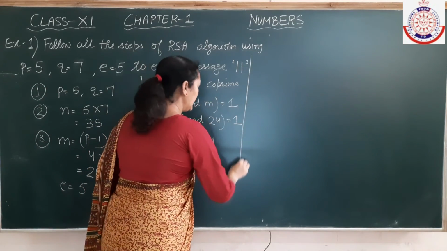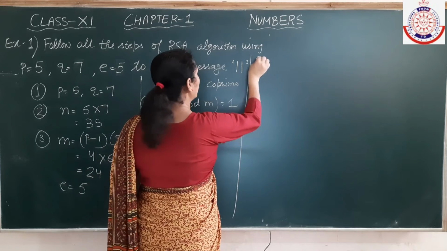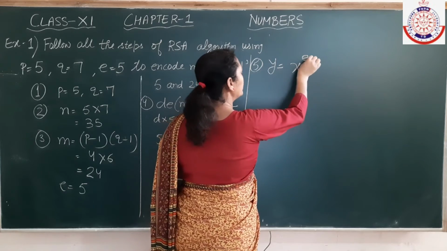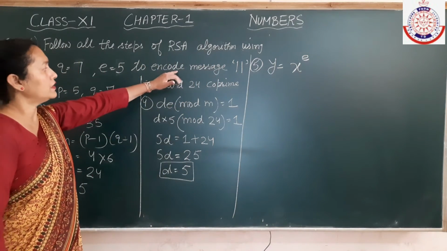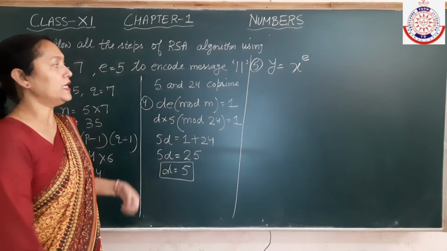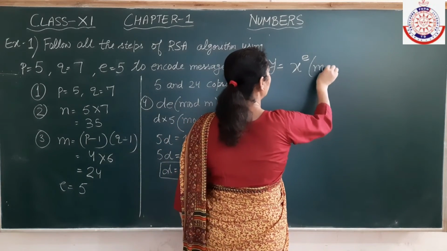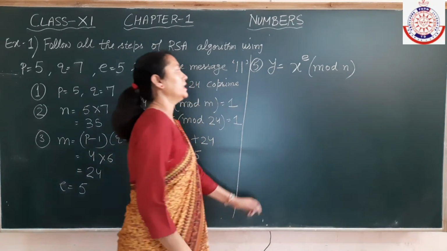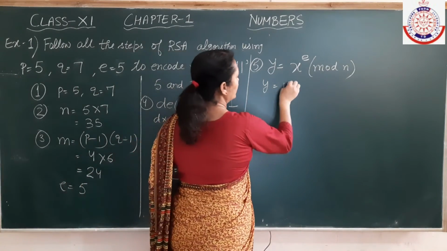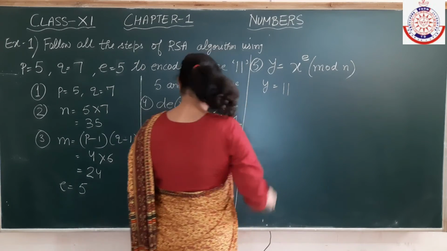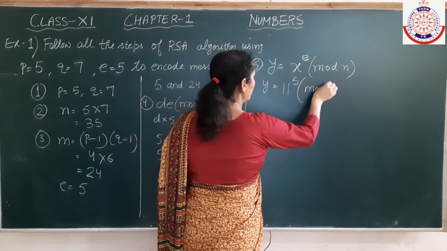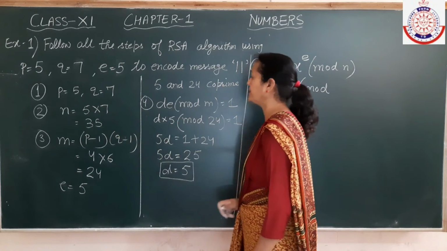Now we have to obtain a number, say y, that is equal to the encrypted number which is to be written in secret code, that number power the encryption key mod n. Y is equal to the number to be written in secret code, which is 11, power encryption key 5, when divided by n. What is n here? N is 35.